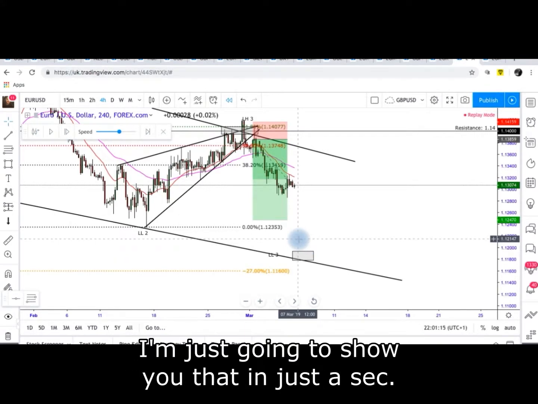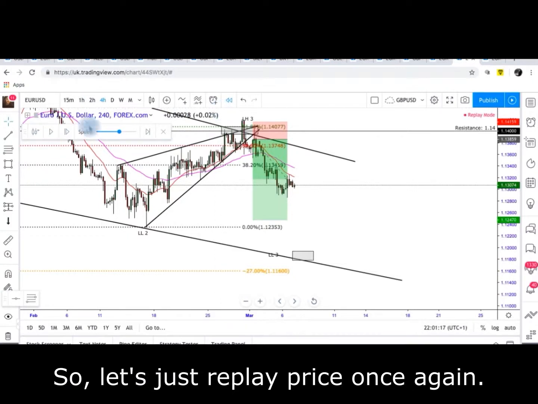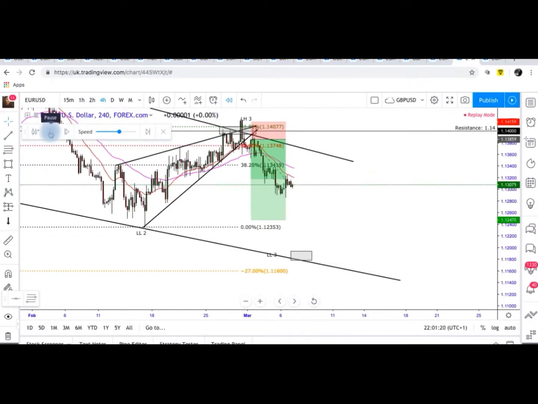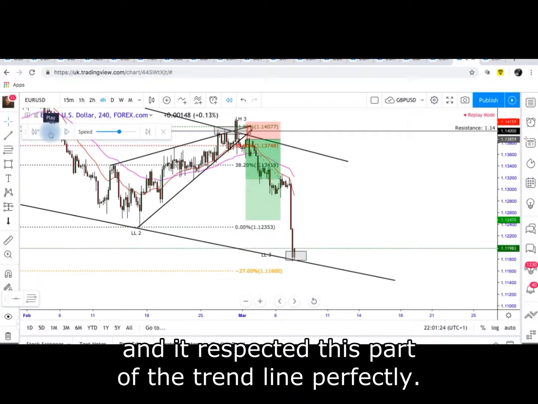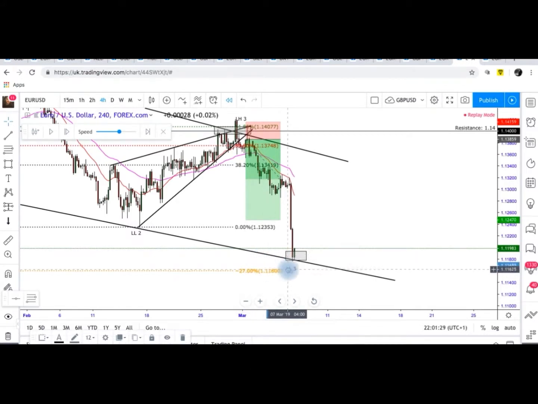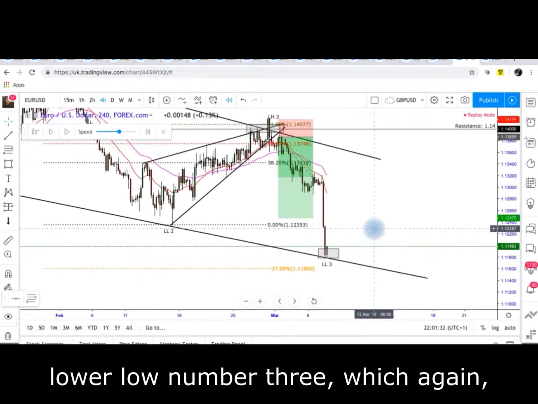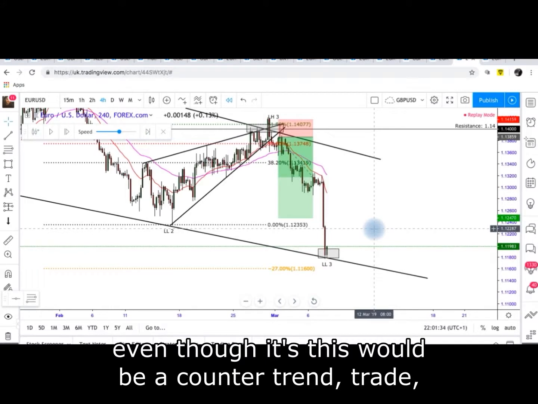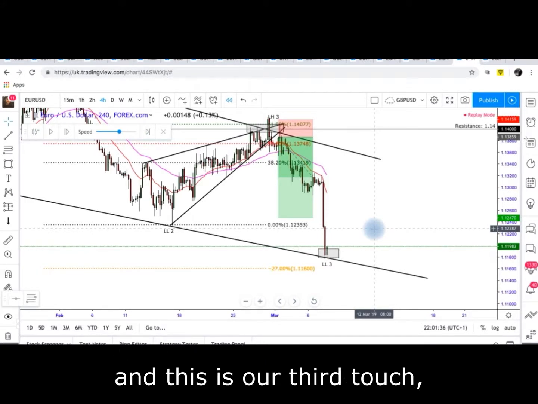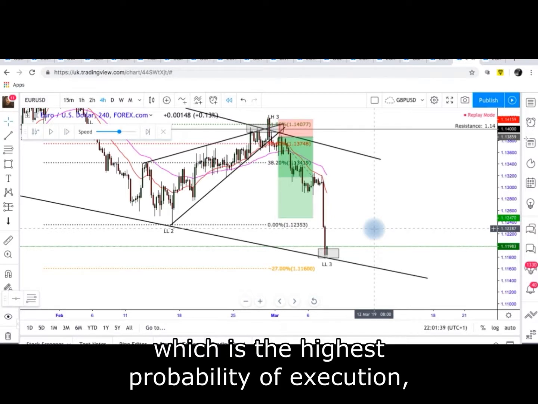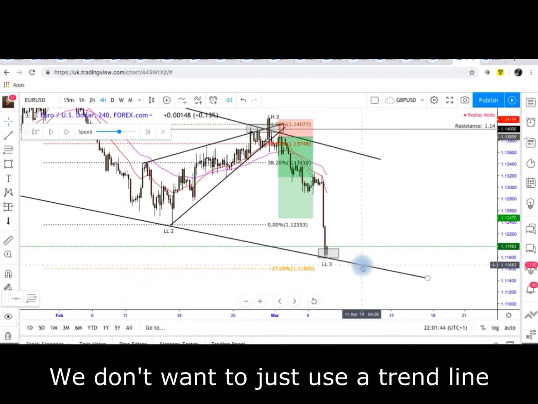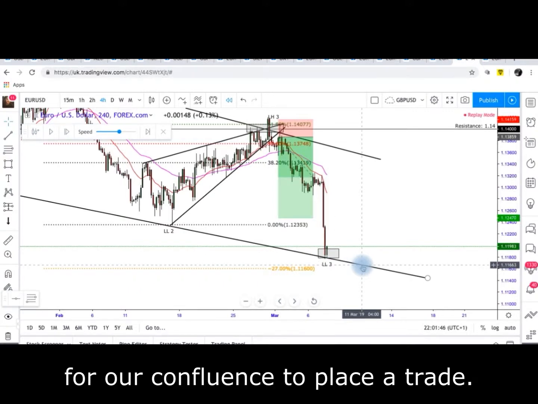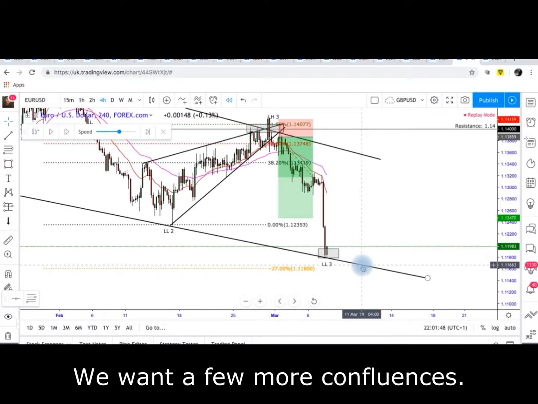But there was another one as well. I'm just going to show you that in just a sec. So let's just replay price once again. So price dropped, and it respected this part of the trend line perfectly. Now this suddenly then created our new lower low number 3, which again, even though this would be a counter trend trade, this is our third touch, which is the highest probability of execution. So we can actually trade this, but we're looking for a bit more confirmation. We don't want to just use a trend line for our confluence to place a trade.